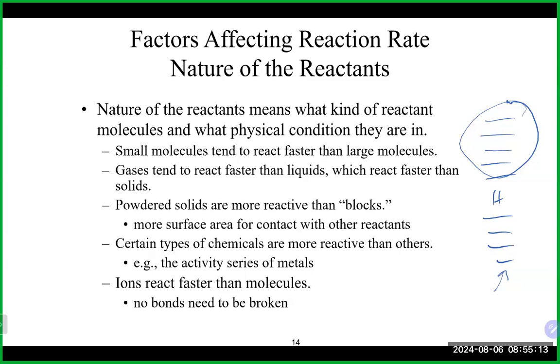Ions also react a lot faster than molecules because, frankly, where you find ions is pretty much in solutions, and they are floating around, which means they're good to go. They're ready to react. Nothing else has to happen.